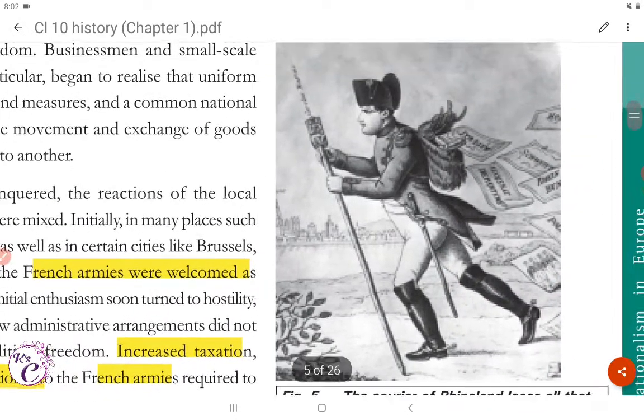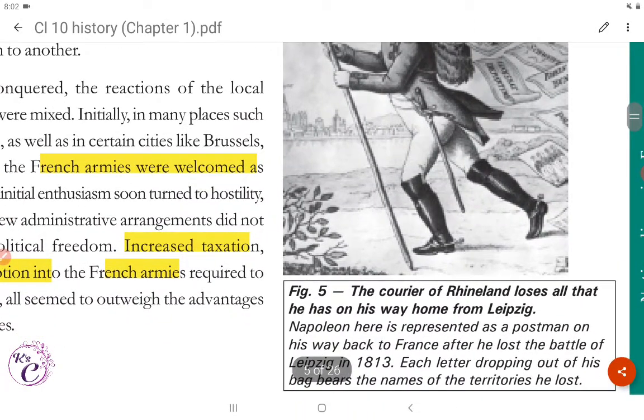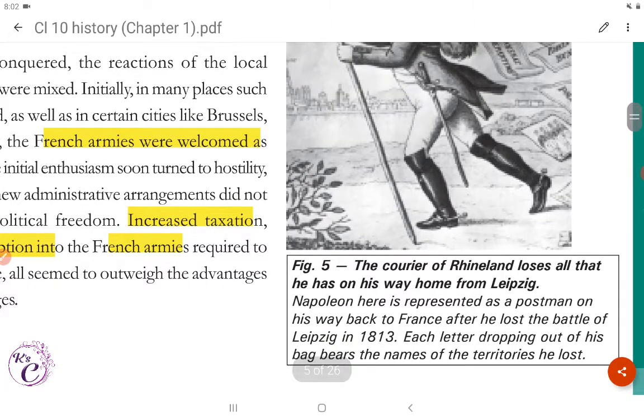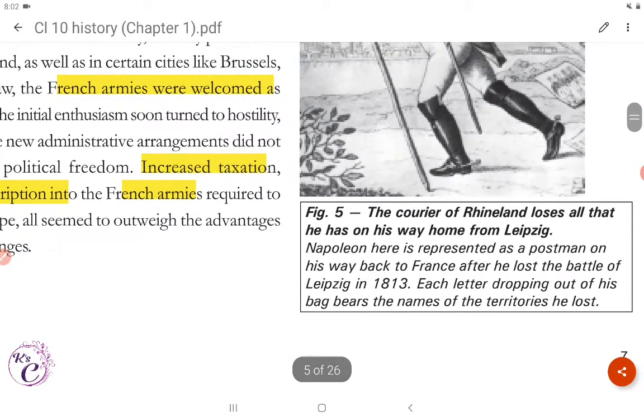Figure 5. The courier in Rhineland loses all that he has on his way home from Leipzig. Napoleon here is represented as a postman on his way back to France after he lost the Battle of Leipzig in 1813. Each letter dropping out of his bag bears the names of the territories he lost.